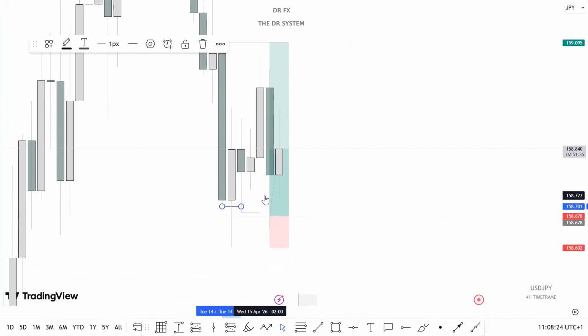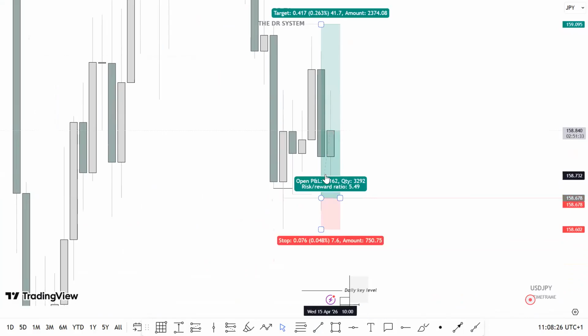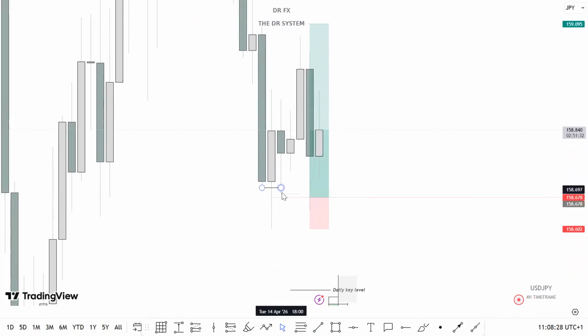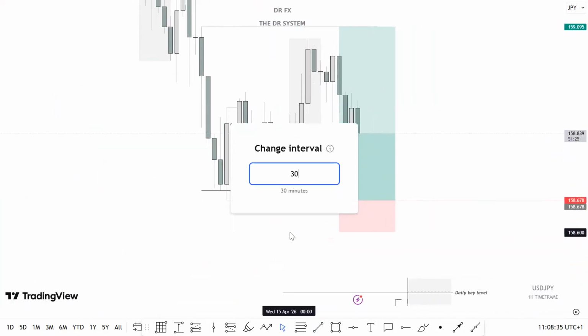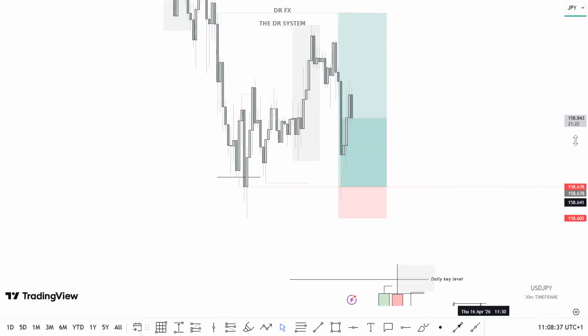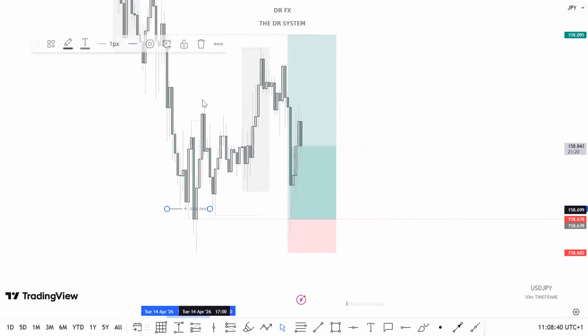What I just explained is that we have this particular thing. It's a CLT that happened, and that CLT got mitigated. Can you see the CLT got mitigated? Now, the remaining part of the CLT that is not mitigated, if you go one time frame lower, which is the 1 hour, or two time frames lower, which is the 30 minutes time frame, then you are going to see the formation of this particular thing I just explained.